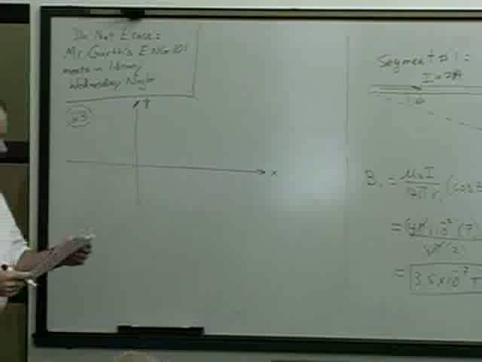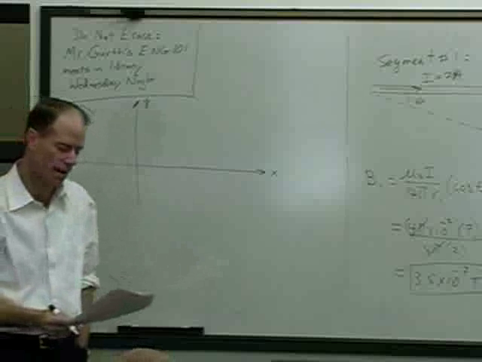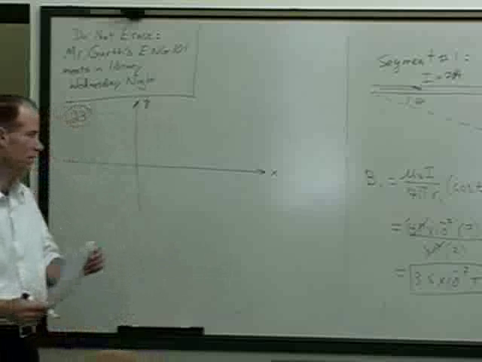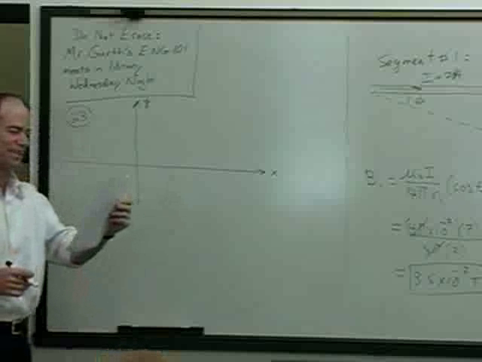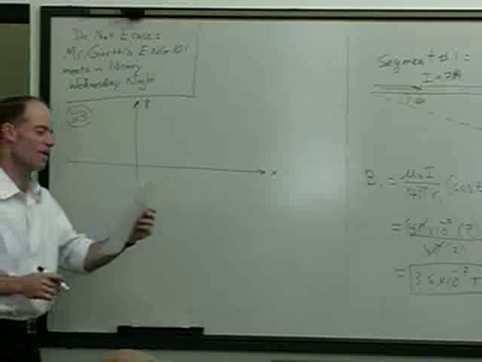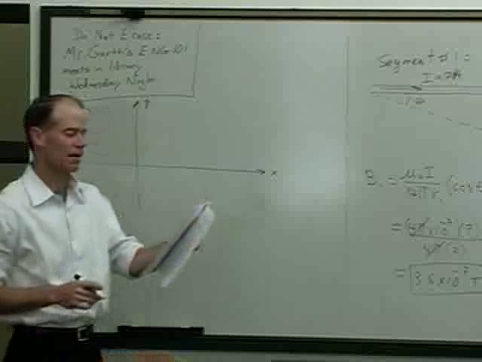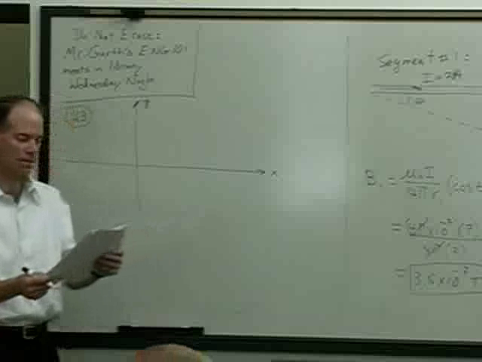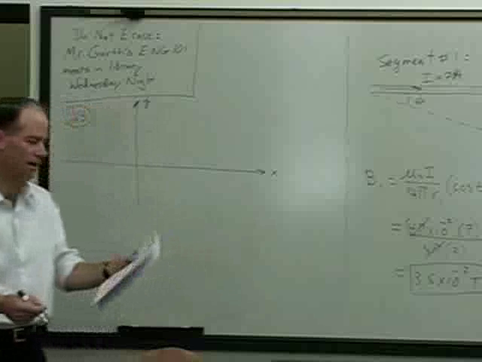Three long wires parallel to the x-axis carry currents as shown. If I is equal to 20 amps, what's the magnitude of the magnetic field at the origin? Oh no, that's 22. 23. Two long straight parallel wires separated by a distance of 16 centimeters carry a current of 20 amps in the same direction. What's the magnitude of the resulting magnetic field at a point that is 10 centimeters from each wire?